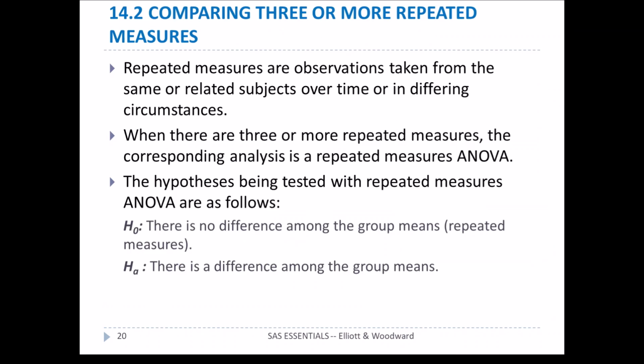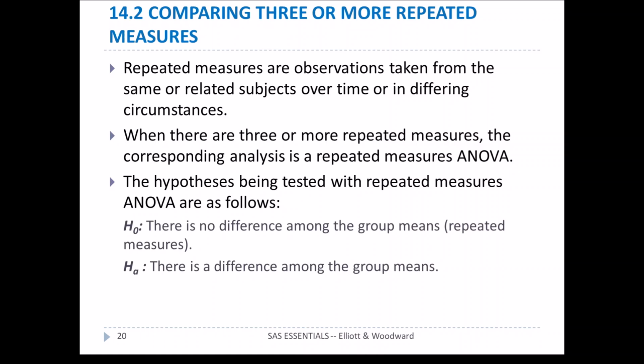All right, so let's look at section 14.2, comparing 3 or more repeated measures. Now, this is going to be a different concept than what we were just looking at. Repeated measures are observations taken from the same or related subjects over time or in different circumstances. In the previous section, when we had means, they were from 3 or more independent groups. That is, groups A, B, and C contain different people, or different subjects or entities, whatever it was. They're completely independent. Whoever was in group 1 was not in group 2, was not in group 3.